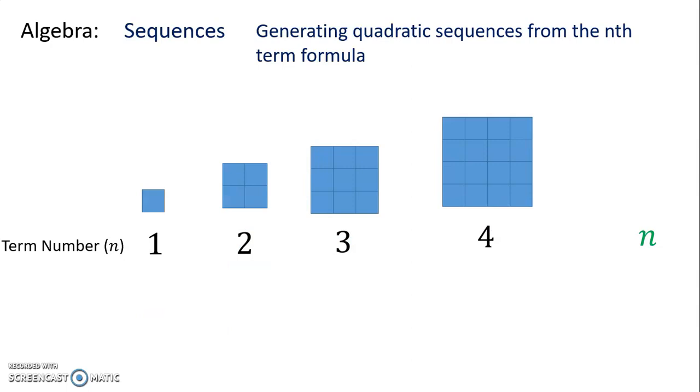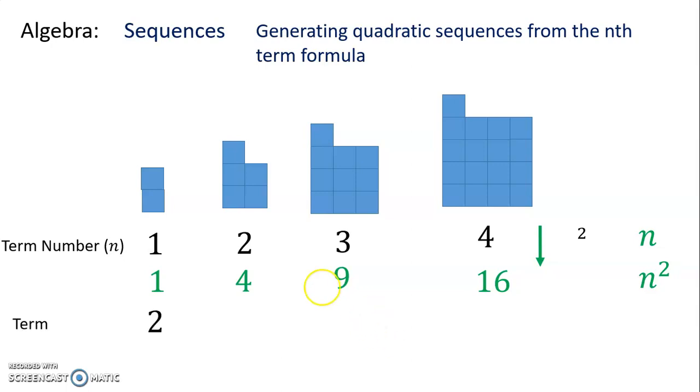Okay, so what we looked at so far was the square numbers forming our sequence, and we talked about the fact that the nth term formula there would be n squared. But I'm now going to create a different type of sequence by adding an extra square to each of my square numbers, and those are going to form the terms in my sequence. So term number 1 is 2 now, term number 2 is 5, term number 3 is 9 add 1, which is going to be 10, and term number 4 is the 16 plus the extra 1, which is 17.